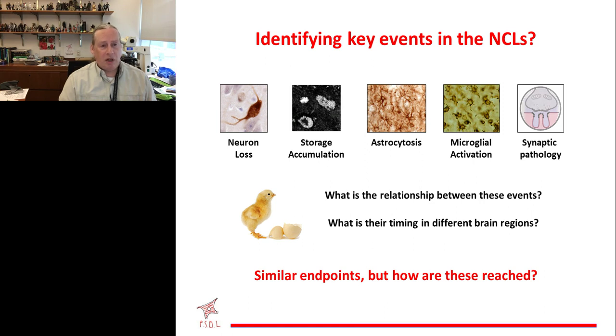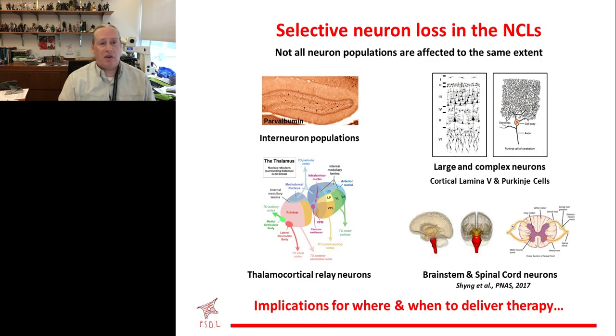Now, as a result of many years' work, we know that these diseases effectively end up at a very similar endpoint, but they may take a different path to reach that pathological end stage. And that's exactly what we've been trying to get to the bottom of. The first thing that we discovered is that not all neurons respond the same way in these particular diseases. So some neuron populations are more vulnerable, and by counter-argument, some are actually more resistant to the effects of disease.